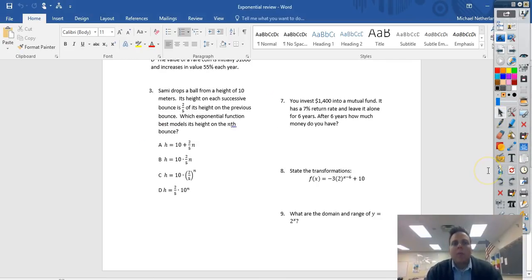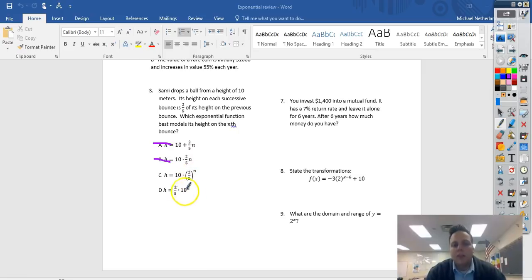Number 3, Sammy drops a ball from a height of 10 feet. Its height on each successive bounce is 2/5 of its height on its previous bounce. What exponential function best models its height on the nth bounce? Okay, remember, exponential means I have a number being raised to a variable power, okay? Is this guy being raised to a variable power? No, so that's wrong. Is this guy being raised to a variable power? No, that's wrong. These two guys are both being raised to a variable power.